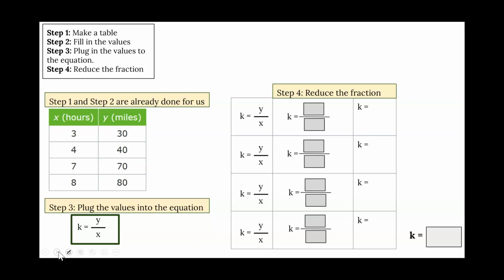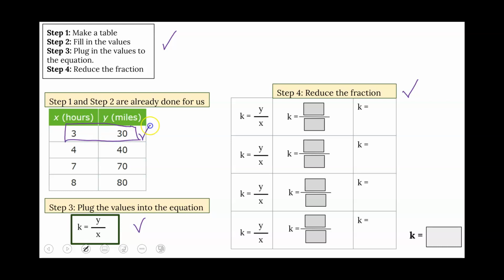So again, we're going to start here. We're going to look at our steps. And step 1 and step 2, again, are already done for us. The table's already made and the values are already filled in. Step 3 is we're going to plug in the values to the equation. So our equation is K equals Y over X, which is right here. And it's listed here with step 4 where we're going to fill them in and then we're ultimately going to reduce the fraction.